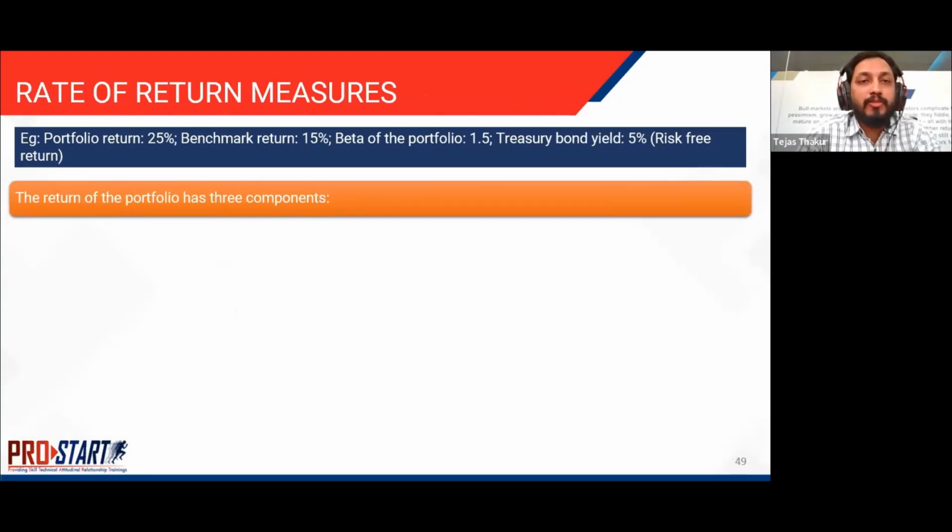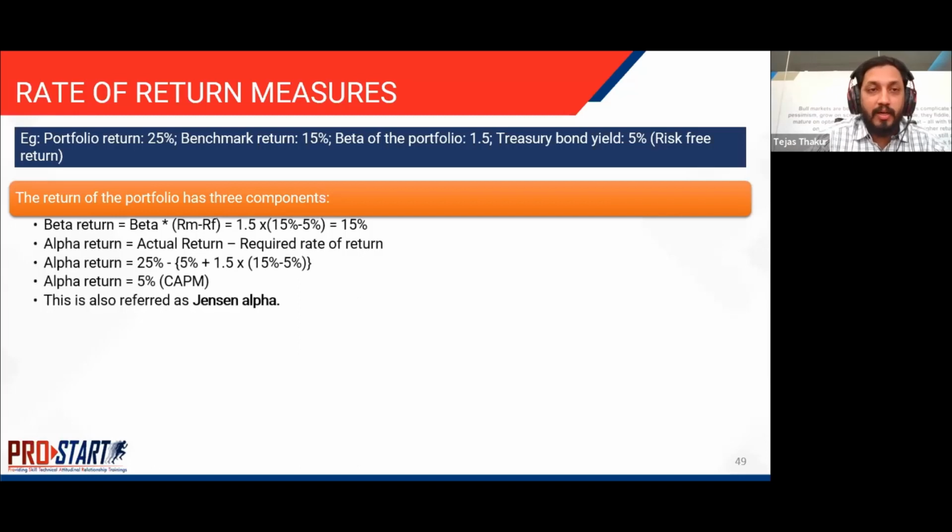So let's say the portfolio return is 25%, the benchmark return is 15%, and the beta is 1.5. Now beta is 1.5, which means that you are taking a little higher risk as compared to the benchmark, and more or less your portfolio gives 1.5 times the return as compared to the benchmark return. So if I were to calculate how much is the alpha that the fund manager has created, now typically, as I said, for a benchmark of 15%, the beta return is itself 1.5 times the excess return that has been created over the benchmark.